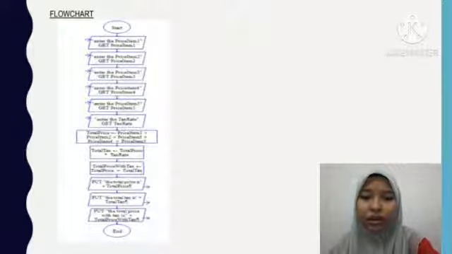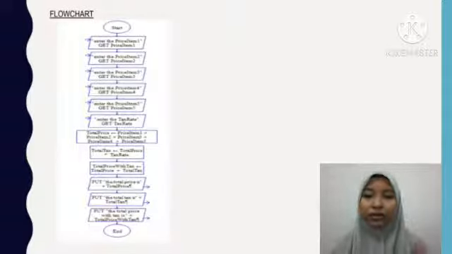And then enter the price item 5, get the price item 5. And then enter the tax rate, get the tax rate. And next, total price is price item 1 plus price item 2 plus price item 4 plus price item 5. And next, total tax is total price multiply tax rate. And then total price with tax is total price plus total tax.